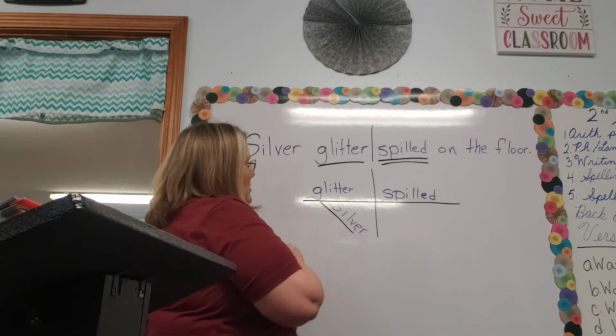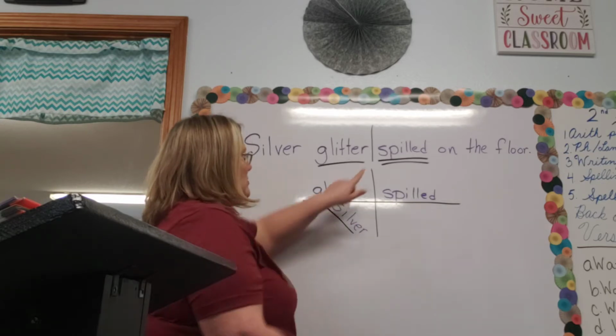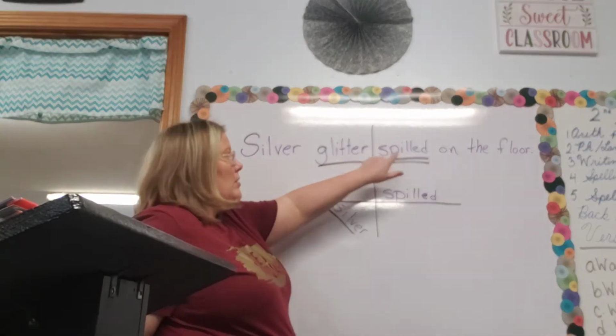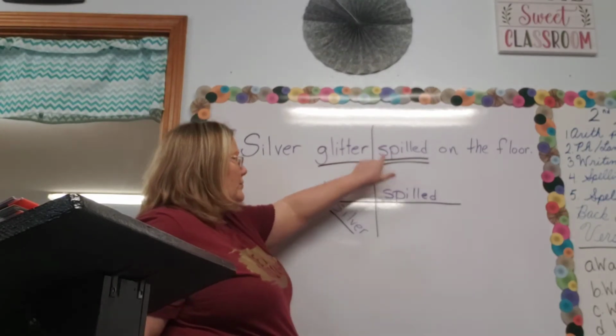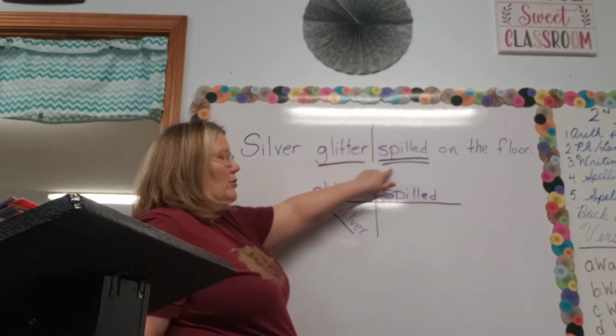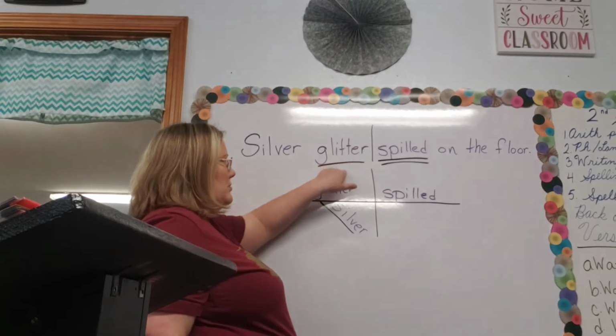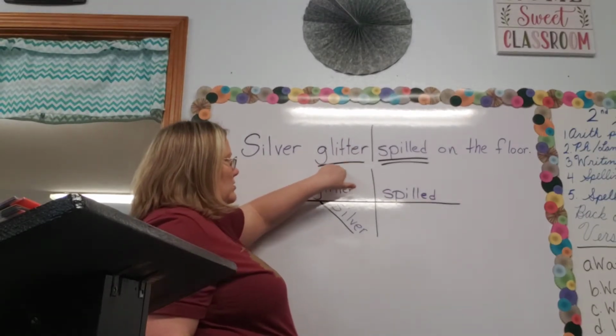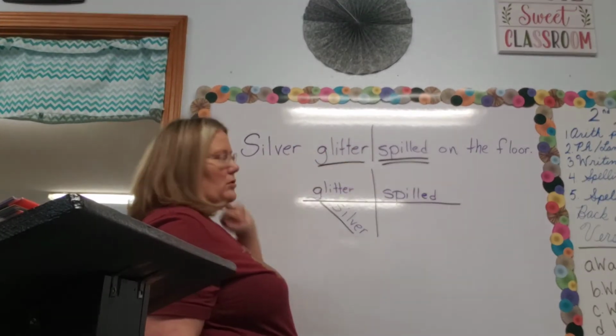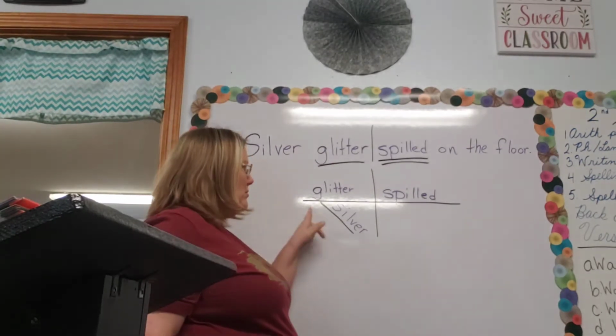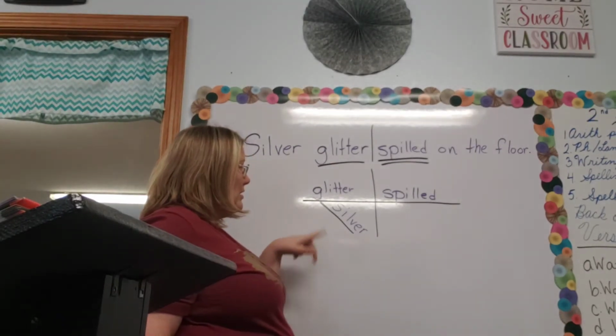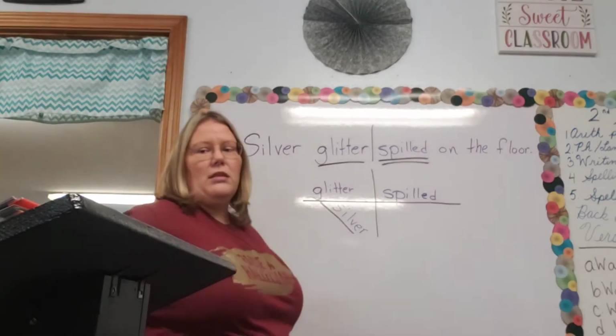Okay, so the first thing you're going to do is divide your sentence right before your action word. And then you're going to find your verb, underline it twice, subject once. Then you're going to look at your subject and see, do you have any adjectives that are describing your subject? You draw a slanted line. If you have more than one, you'll just draw another slanted line.